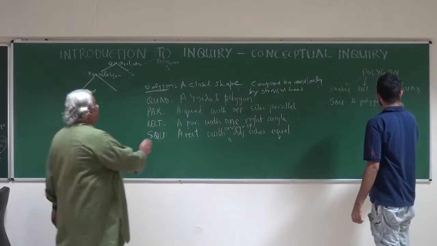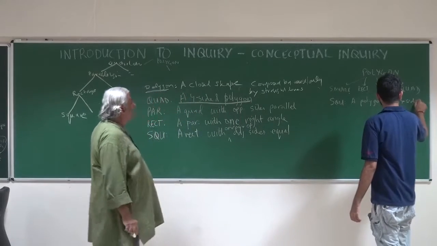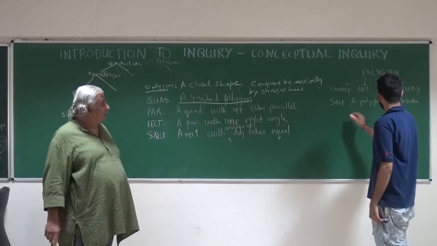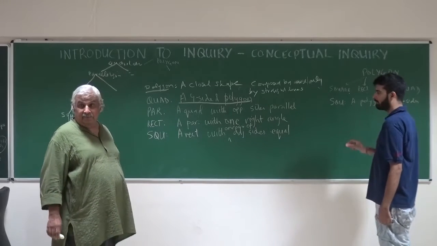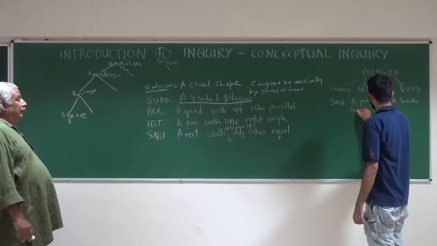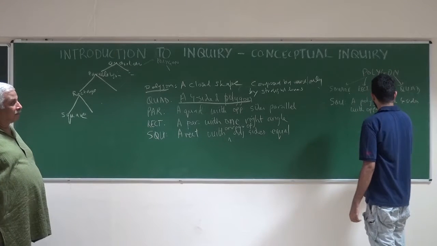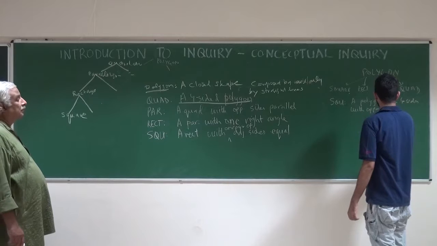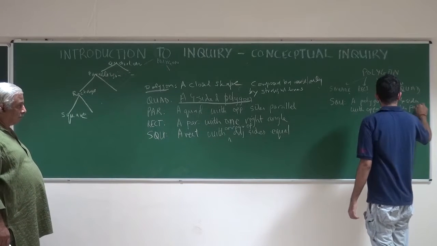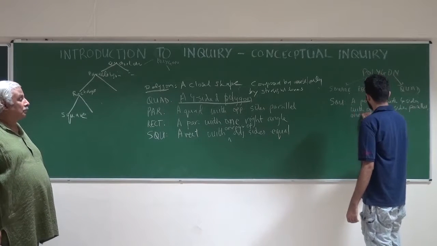So you'll write the same thing. It's a four-sided polygon with all sides equal, with opposite sides parallel. Okay, that is true. With a right angle and a pair of adjacent sides being equal.